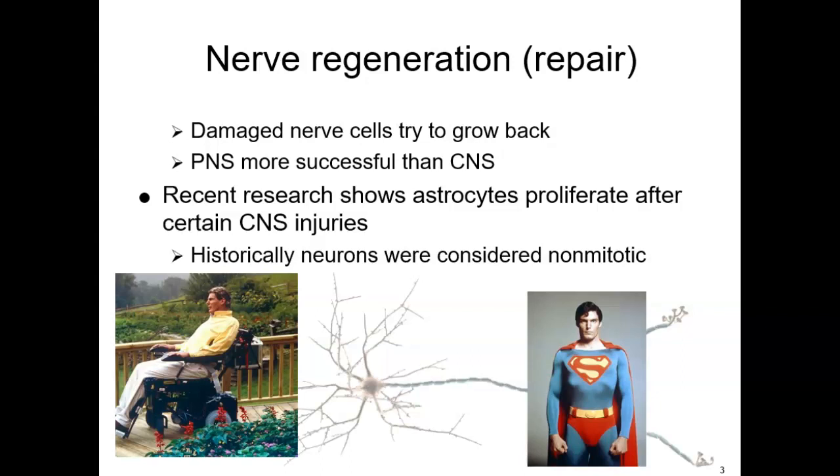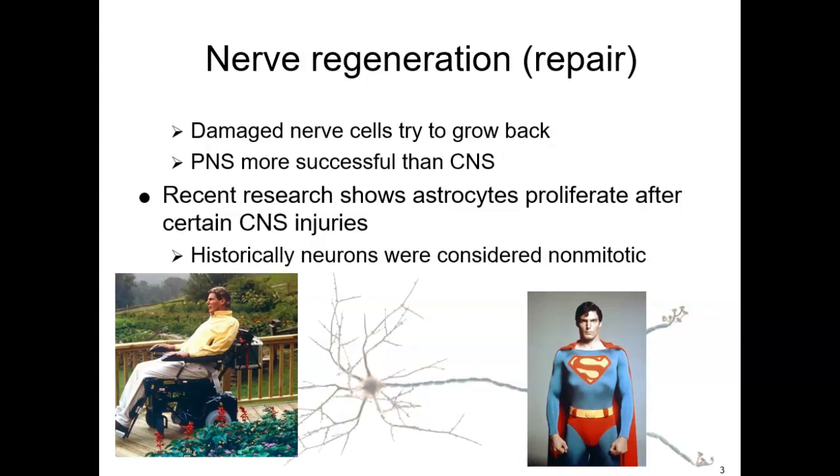In the past, we did not know that there was nerve regeneration; the science was a little bit too much in its infancy. But we do know that damaged nerve cells do try to grow back. It's a slow process. Peripheral is more successful than central. Neurons were once considered non-mitotic, meaning they didn't divide and grow, but they can.